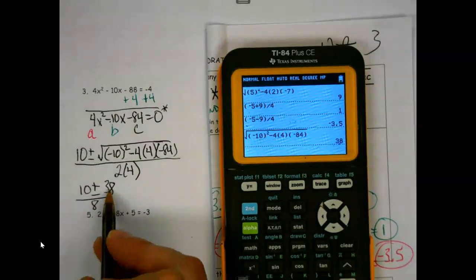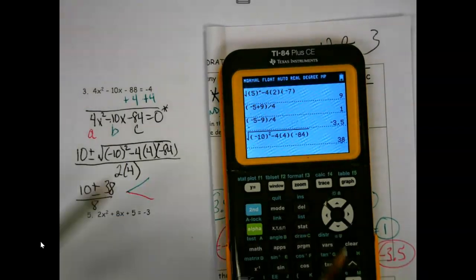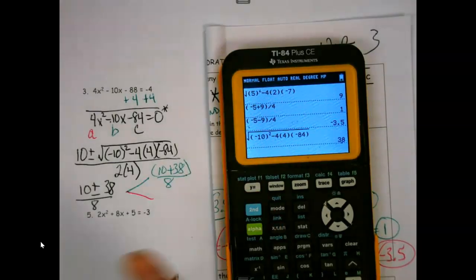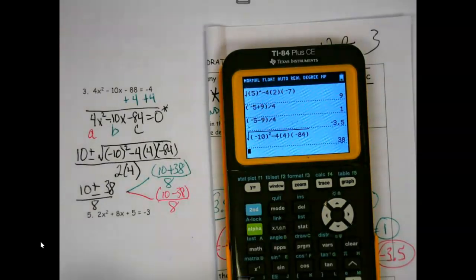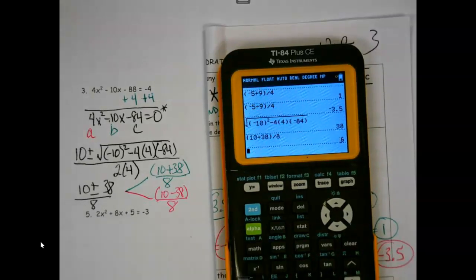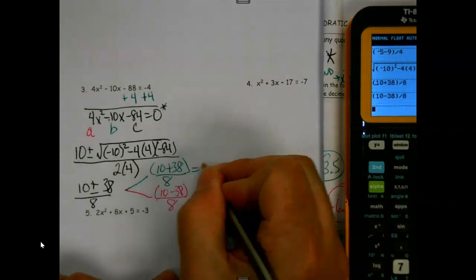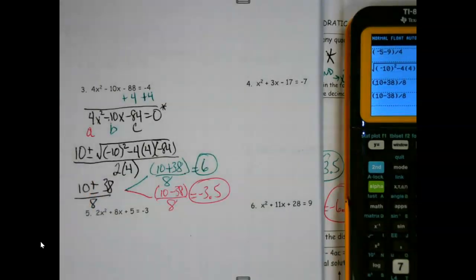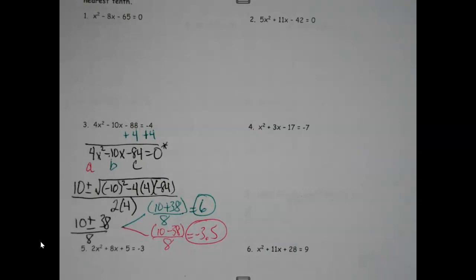Sometimes you may even get a decimal for this part, and that's okay too. We've dealt with that. So 10 plus 38 over 8, and 10 minus 38 over 8. So we got 6, and we got negative 3.5. So 6 and negative 3.5. Okay. So that's basically our practice as far as the quadratic formula goes.